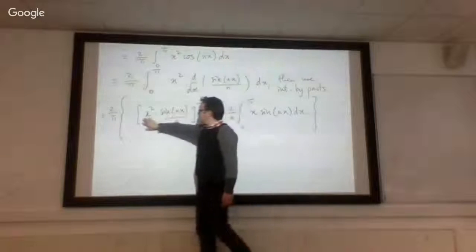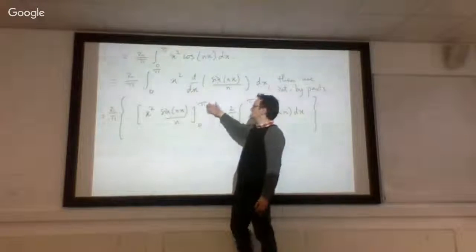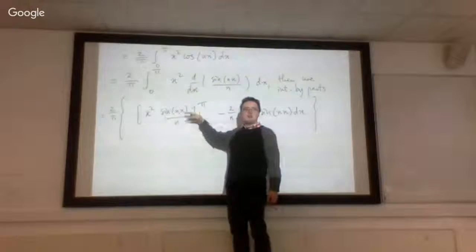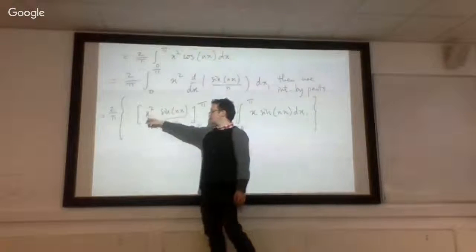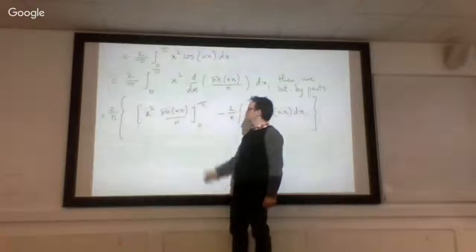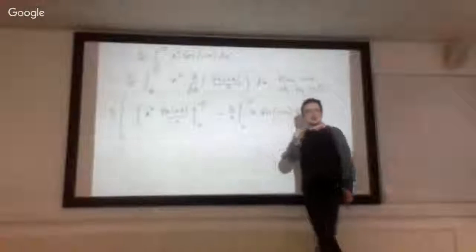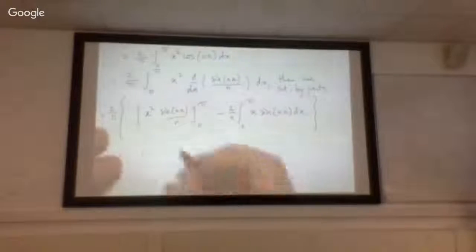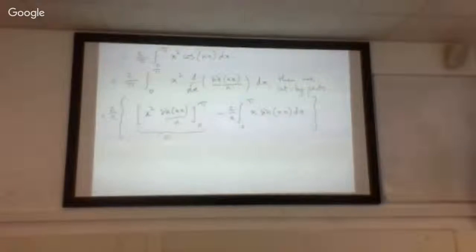Do we get anything out of here? Well, you look at evaluating this at pi and 0, but in both cases, when you put in x equals 0 and x equals pi, you get 0. When you put in x equals 0, well, there's a factor of x there, you get 0. When you put in x equals pi, well, you've got sine n times pi. Sine at an integer multiple of pi is, of course, 0. So this bracket here just evaluates to 0. So that doesn't contribute anything.